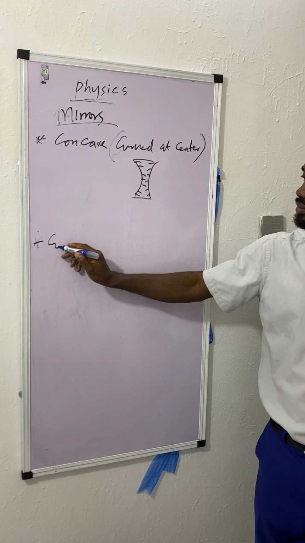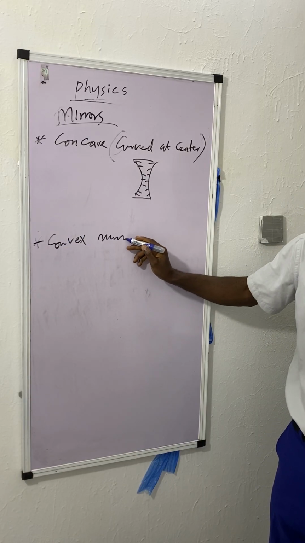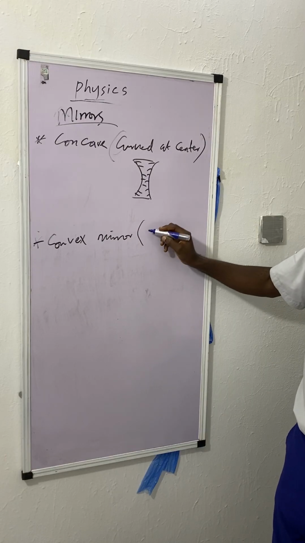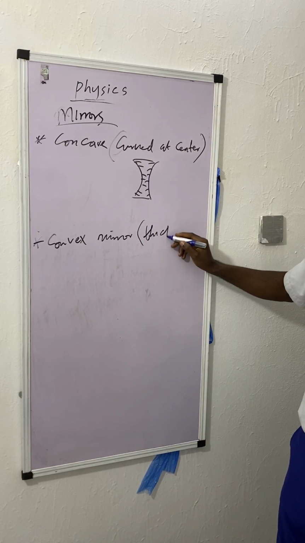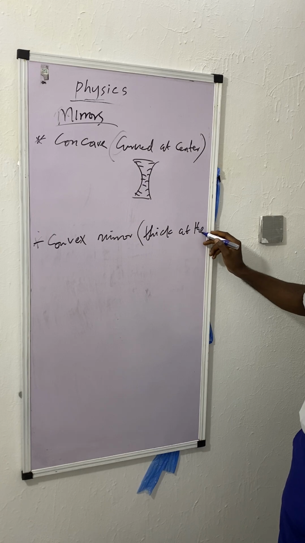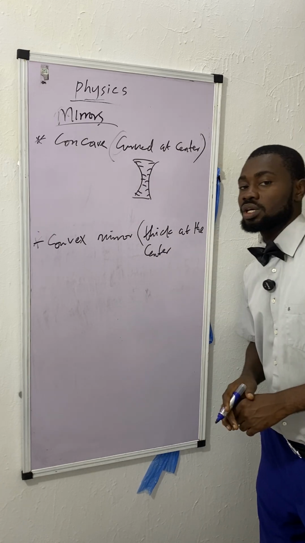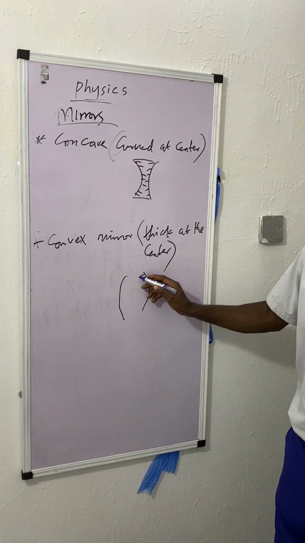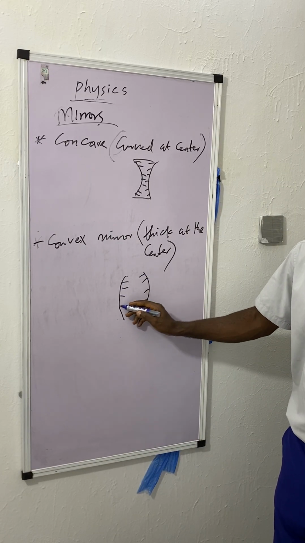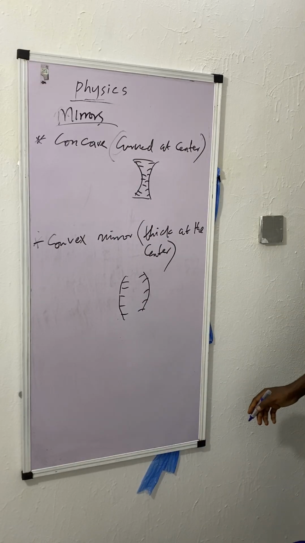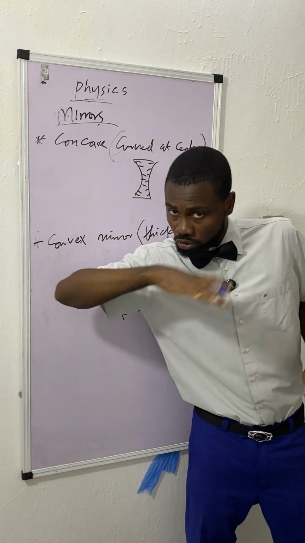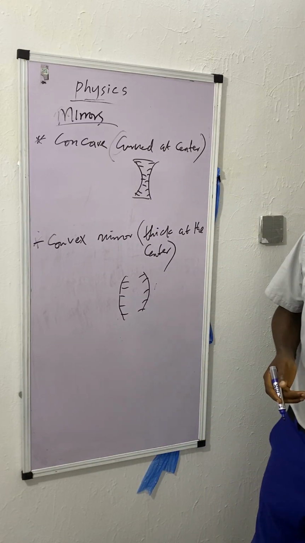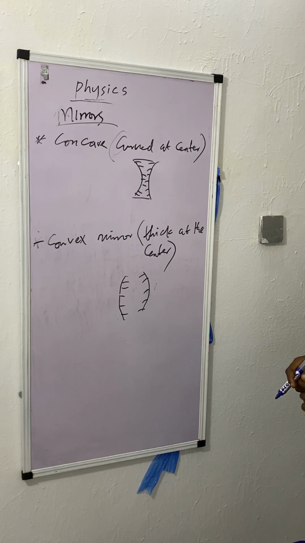Then convex mirror. This convex mirror is usually thicker at the center, lighter at the edges. So we have something like this. You can see that it's thicker at the center, lighter at the edges. So concave usually has inward curvature, but convex usually has outer curvature. All right. So that's that for that.